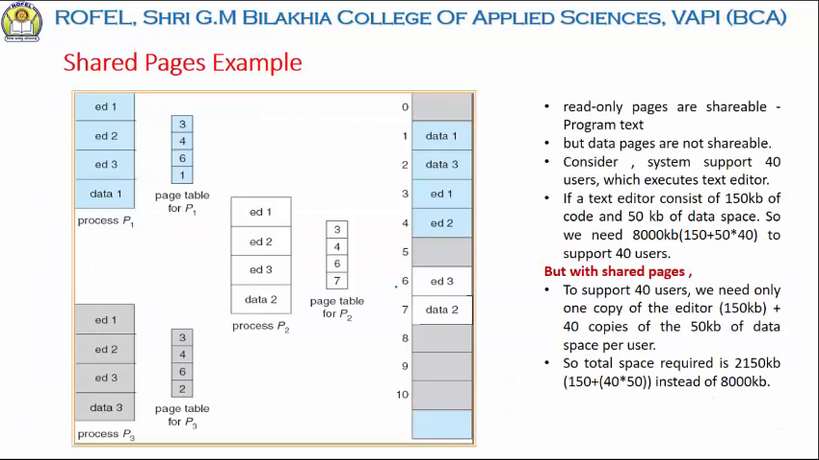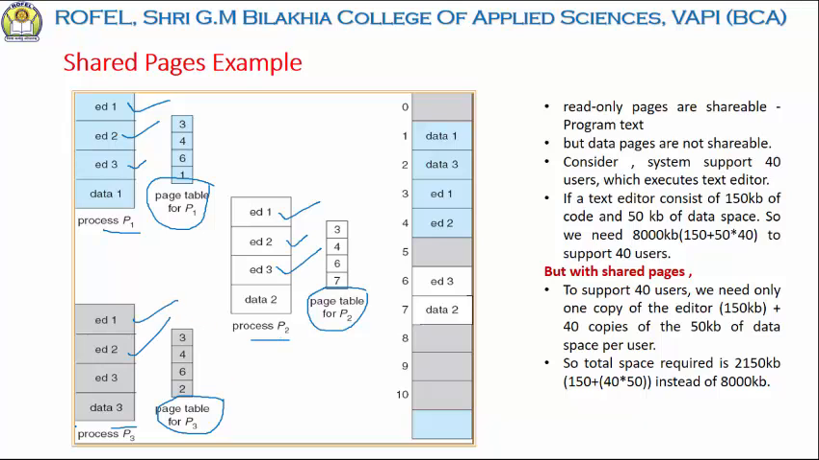See over here, there are three different processes: process 1, process 2 and process 3. These three processes contain separate page tables: page table for process 1, page table for process 2 and page table for process 3. But see over here, there are some text editors, editor 1, editor 2, editor 3, which are shared by each and every process: editor 1, editor 2, editor 3 for process 2, editor 1, editor 2 and editor 3 for process 3.